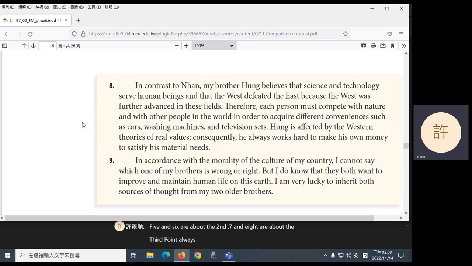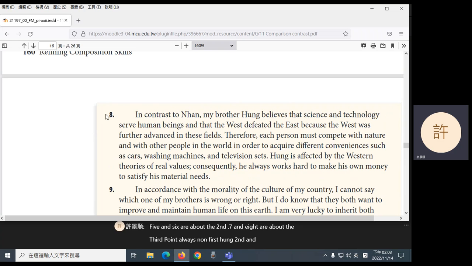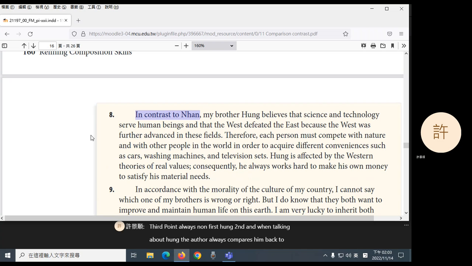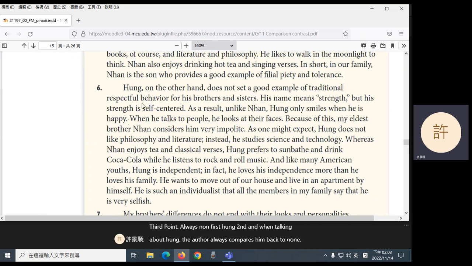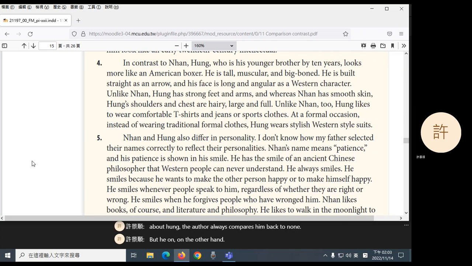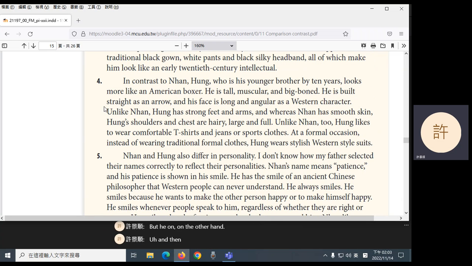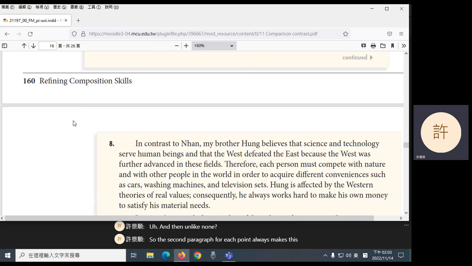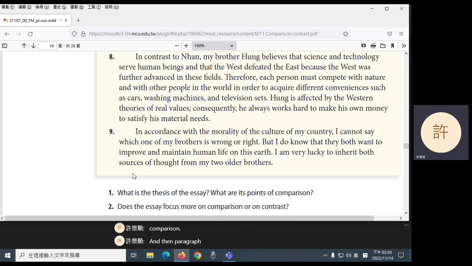Always Nan first, Hung second. And when talking about Hung, the author always compares him back to Nan. Right? He, Hung, on the other hand. And then unlike Nan. So the second paragraph for each point always makes this comparison. And then paragraph 9 is the conclusion, which says that it is better to have both brothers because it offers the author two different perspectives.